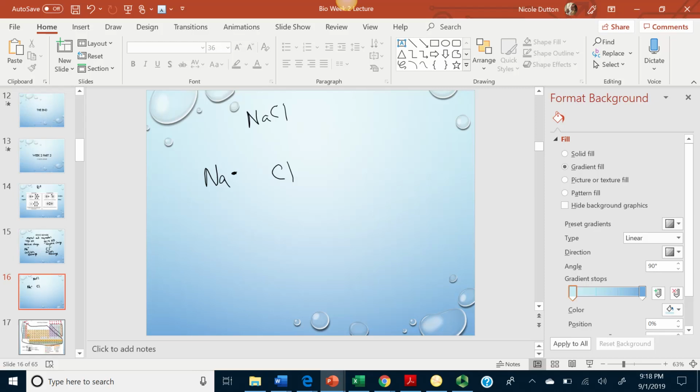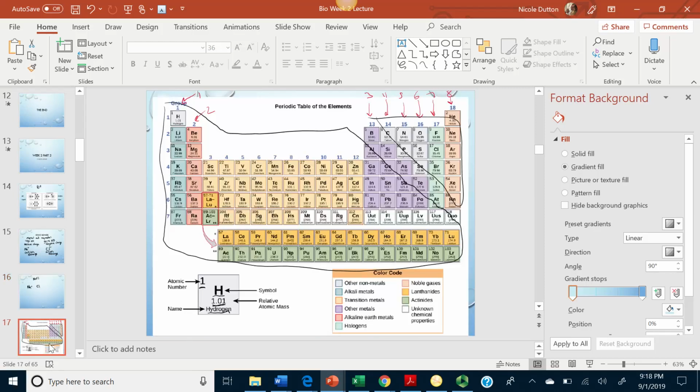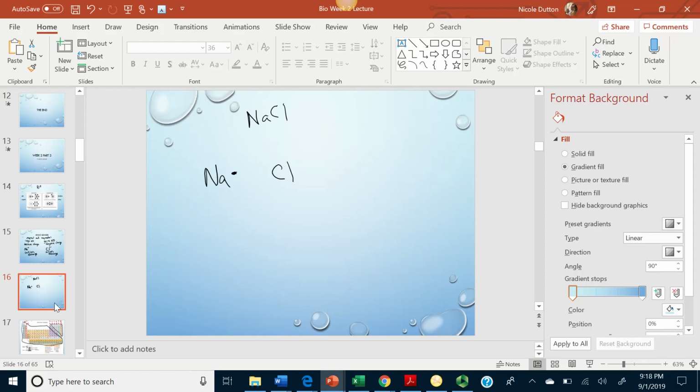And again, for chlorine, we're just going to draw out the valence electrons. So if we look here and try to find chlorine, chlorine's here. Chlorine is in group 7. So there's 7 valence electrons. That means that there's 7 electrons in the outermost orbital. So 1, 2, 3, 4, 5, 6, 7.